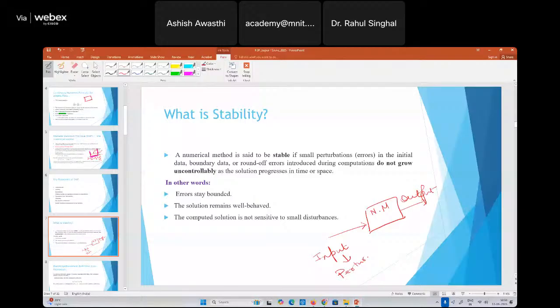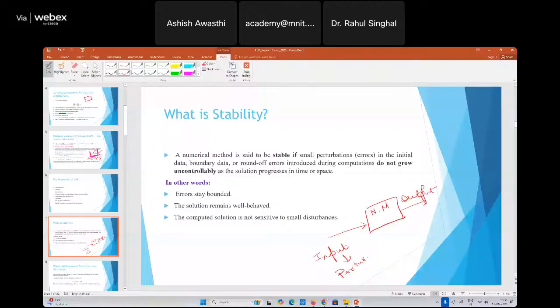We make some error here and see that our output, if it is a small error, and output also may have no error or a small error, we can say that this is stable. But if you make a small error here, and you get a big error, then call it as unstable.